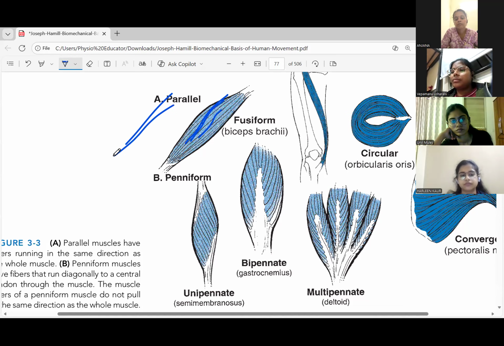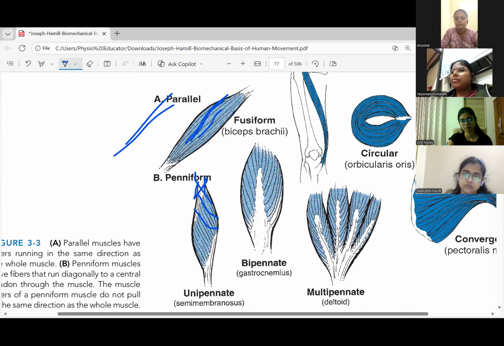Then what is called pinnate? Pinnate is where this is a tendon, guys. The muscle fibers run diagonally towards the tendon, not parallelly. If they go diagonally towards the tendon, that is basically called pinnate muscle fibers, guys. So we have parallel and pinnate.